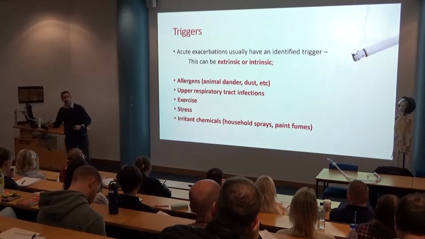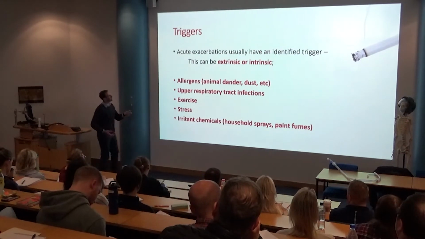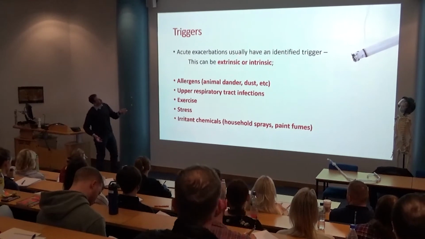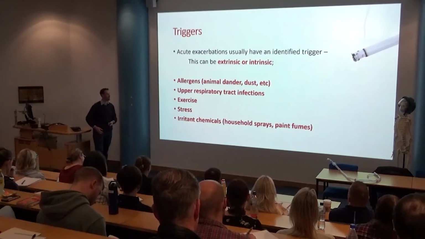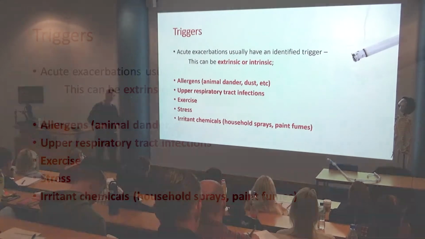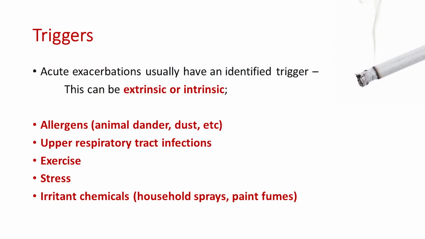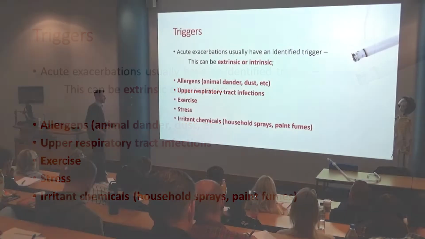When it comes to triggers for asthma, we divide them into 2 groups. These are important words to remember: the extrinsic triggers or intrinsic triggers. An extrinsic trigger is something that comes from the outside. So you've got your animal dander, dust, irritants, smoke, household sprays, paint fumes. All these are extrinsic triggers. So they come from the outside to inside the body.